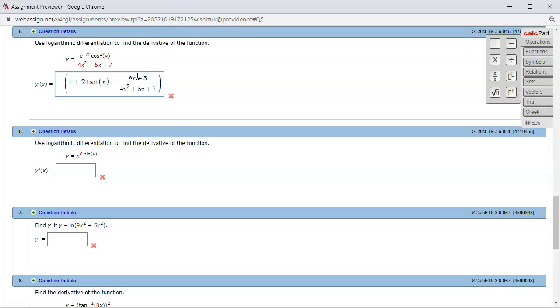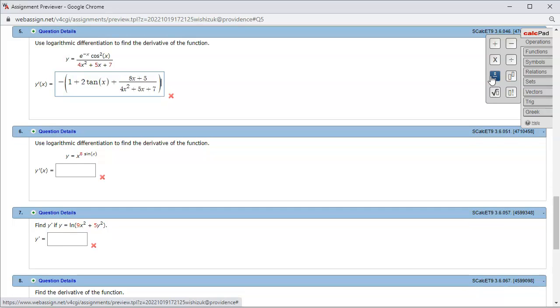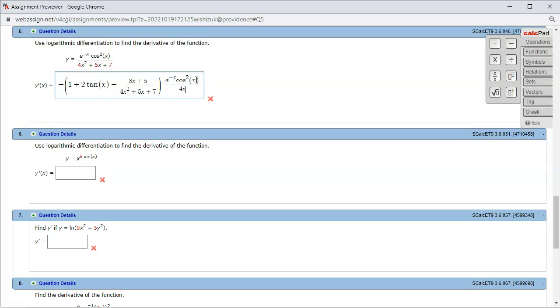Then all we have to do is put in the same function. So I'm going to put e to the negative x times cosine squared of x, and then I'm going to highlight this and divide by 4x squared plus 5x plus 7. Let's check the answer.